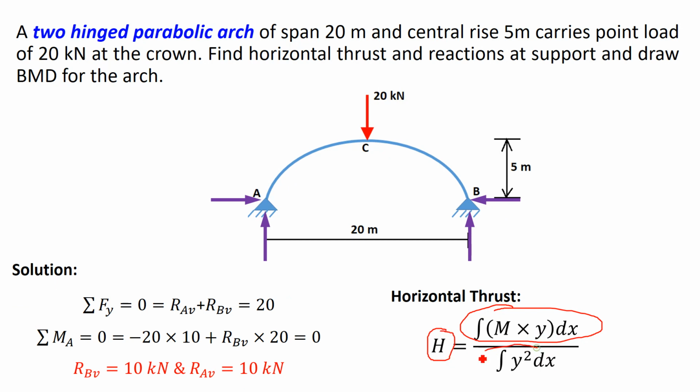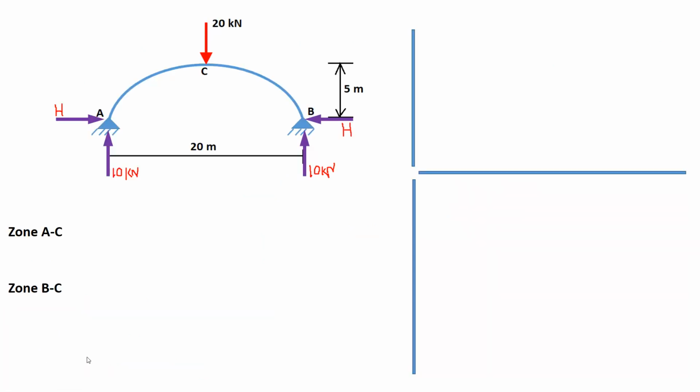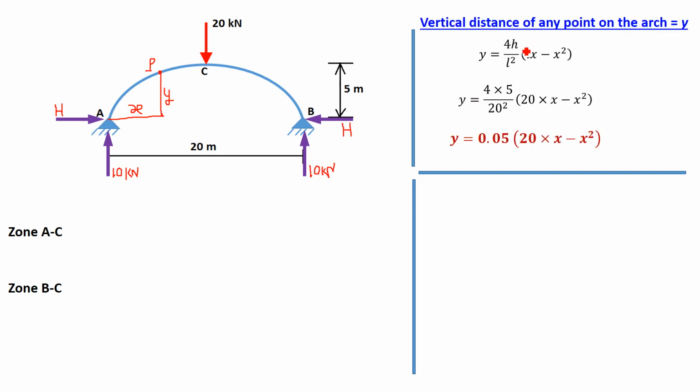Now we have to find out this numerator and denominator. One by one we will see how to find them. We already found the reaction, 10 kilonewton. Now if you select any point on this arch, suppose I have selected one point, let us assume this point is P. What is the horizontal distance of this point P? Let us assume the x distance as x, and the vertical distance is y. If the horizontal distance is x, what is the vertical distance of point P? That we can calculate by using this equation.